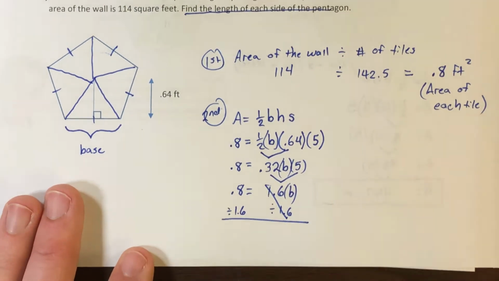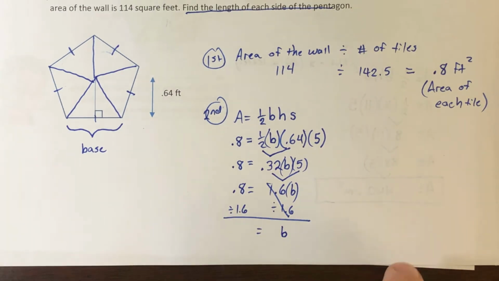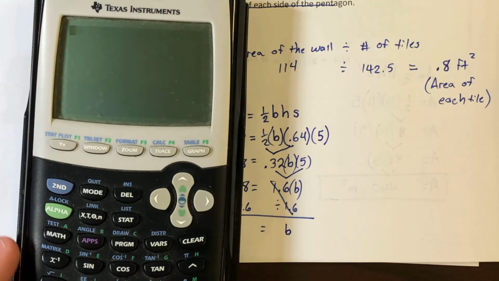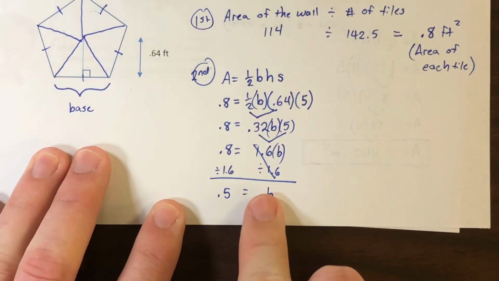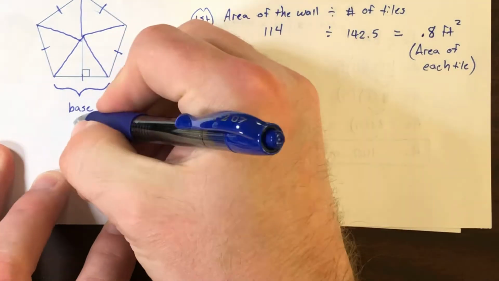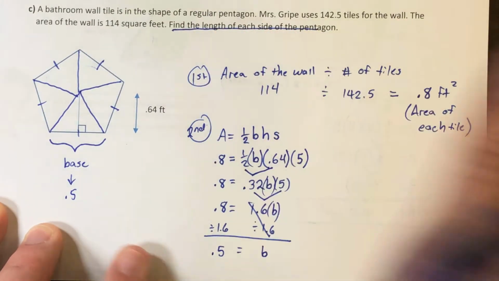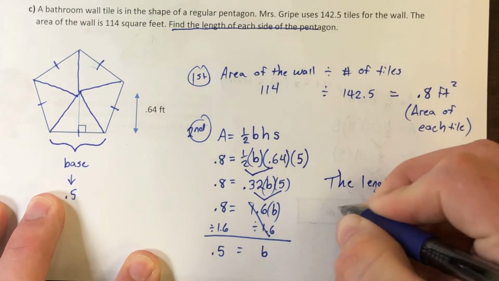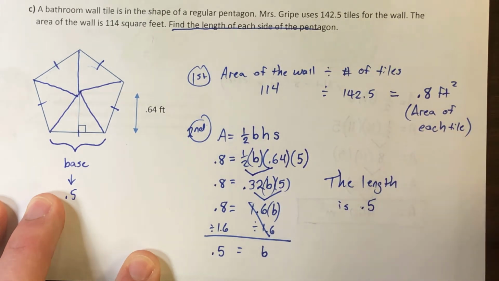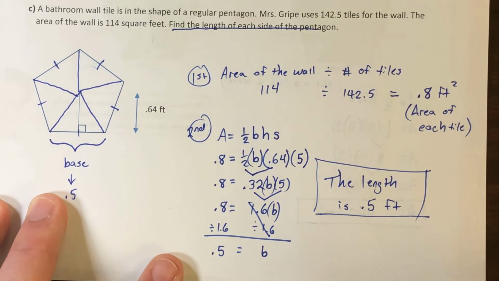The 1.6 cancels on the right side, leaving us with B. On the left side, we're going to take 0.8 divided by 1.6. And we get 1/2 or 0.5. So we just found the base to be 0.5. That is the length of each side of the pentagon. So we're going to say the length is 0.5 feet, not feet squared. We're not finding area. We're finding a distance, a length.